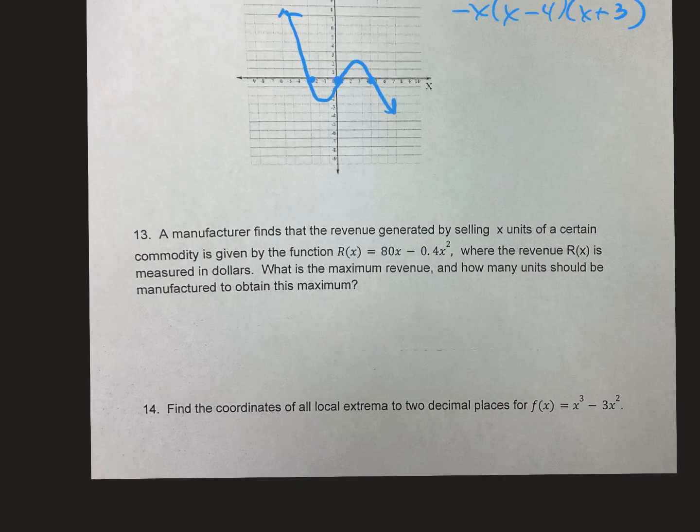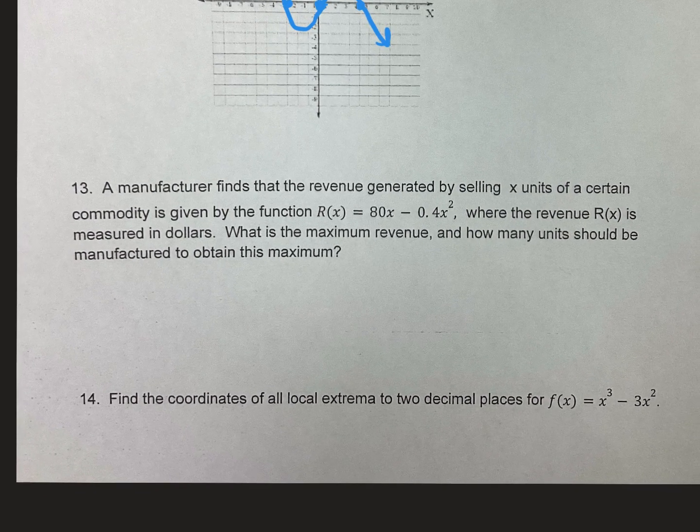And the last, no, that was the last one, 13. Number 13: a manufacturer finds that the revenue generated by x units of a commodity is given by that function. By the way, guys, that's a quadratic. It's a parabola, all right? Where the revenue of x is measured in dollars, what is the maximum revenue? Now remember, the maximum occurs at the vertex. How many units should be manufactured to find the maximum? So it's basically asking you, what's the vertex?